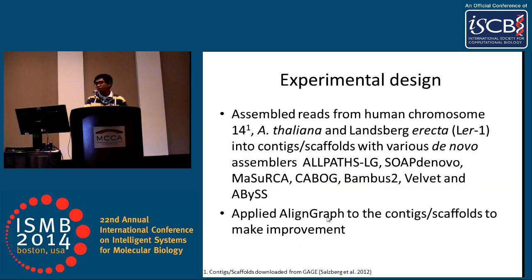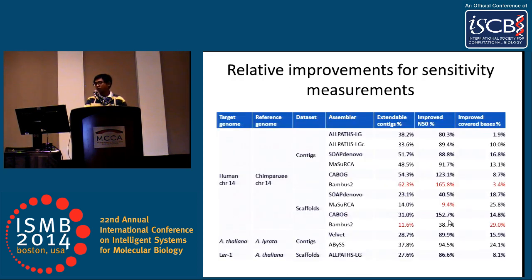So we assembled reads from three species: human chromosome 14, Aetheriana, and L. erecta, into contigs or scaffolds with different assemblers, and we applied AlignGraph to the pre-assembled contigs or scaffolds to make improvements. So here are the results. These are the target genomes, these are the reference genomes, and we assembled with different assemblers into different data sets. So let's see the results.